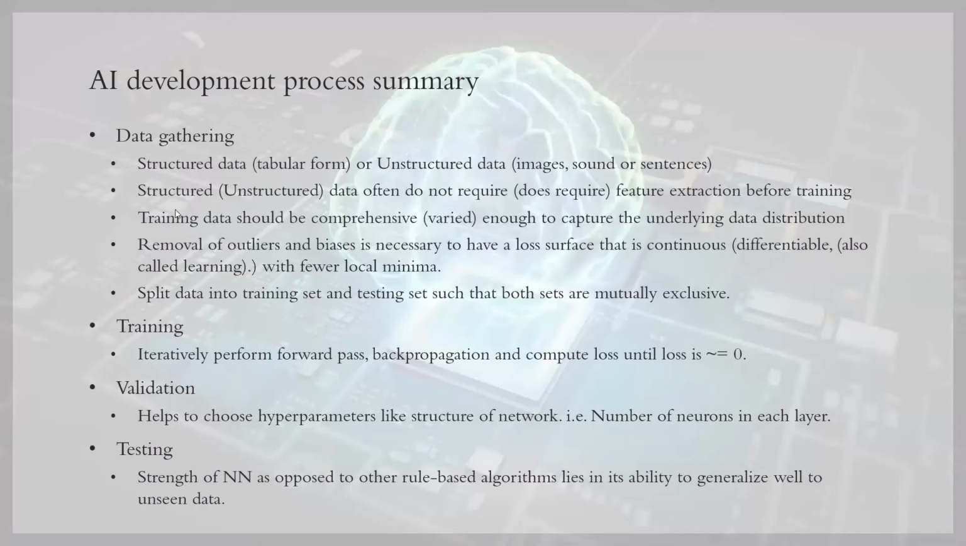Training data should be comprehensive and varied enough to capture the underlying data distribution. This means you have to show all the different instances in your training. You cannot show only some part of the data and leave out some other part.